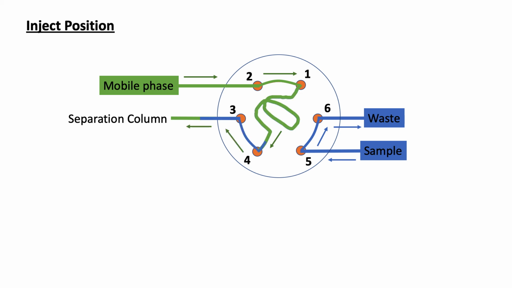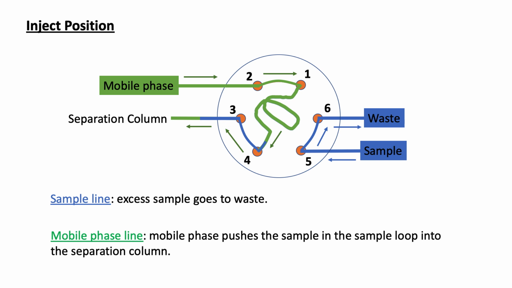Overall, at the inject position, we see excess sample goes to waste, and the mobile phase pushes the sample in the sample loop into the separation column. By doing so, the injection of a fixed volume of sample inside the sample loop for liquid chromatography is accomplished.